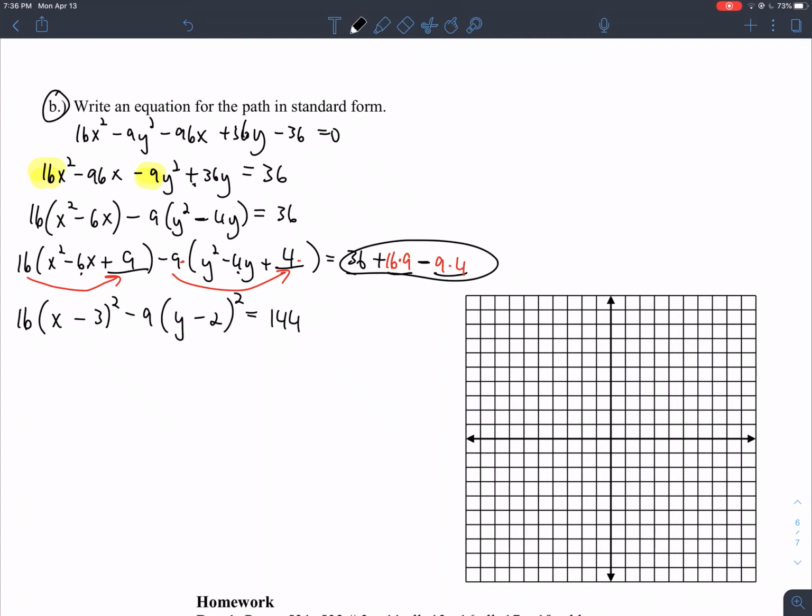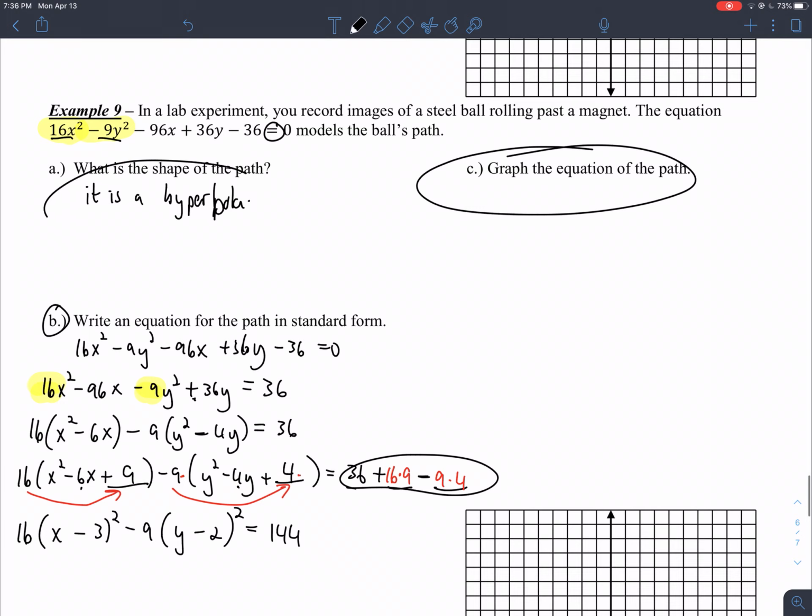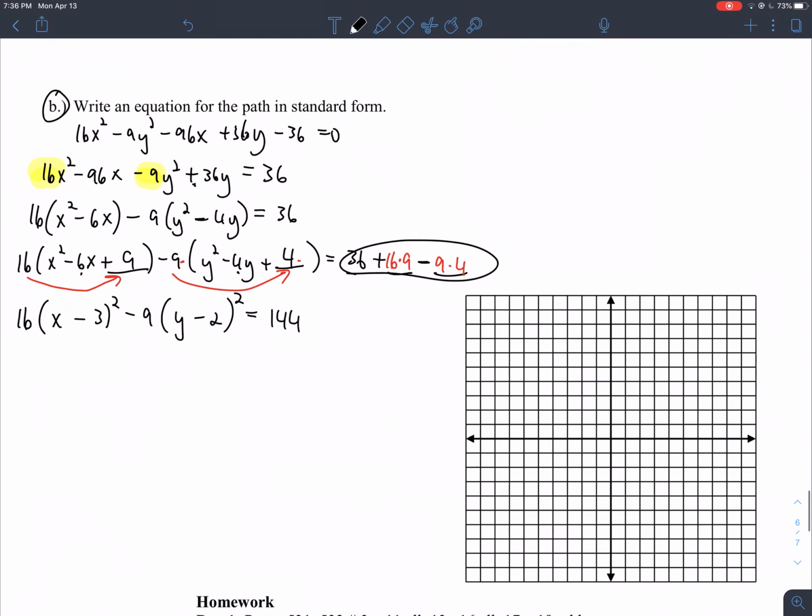Now, we said this is a hyperbola. Yay! There's a minus, that's looking happy, but it's equal to 144. That's not a hyperbola. This is not standard form. Trouble, danger. So what you have to do is just divide that out and make it standard form.